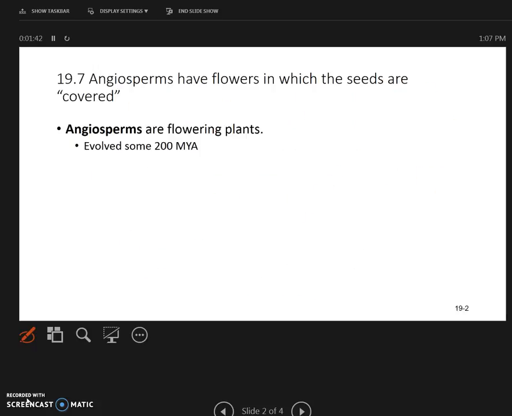Alright, so let's look at the word angiosperms. Angio means covered. It's a vessel. So when they're talking about sperm, they're talking about seeds, by the way. So the seeds are covered. Don't think that we are talking about the sperms, the male reproductive cell. No, we are talking about the seeds in this case. So angiosperms means seeds are covered.